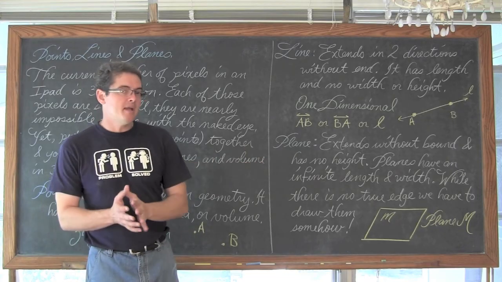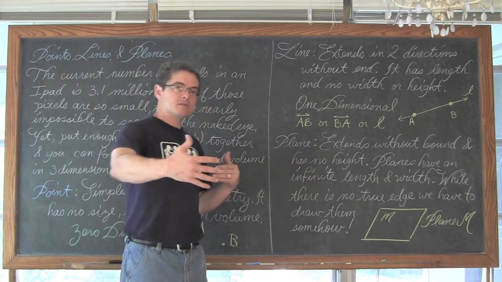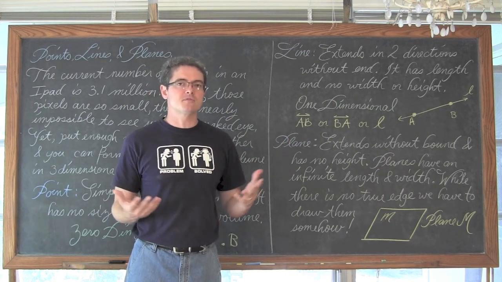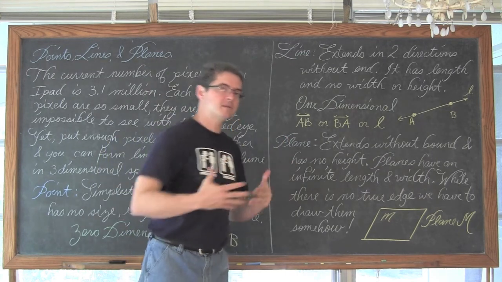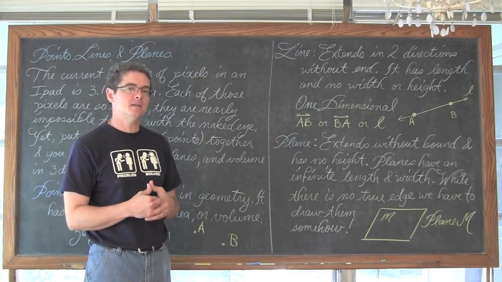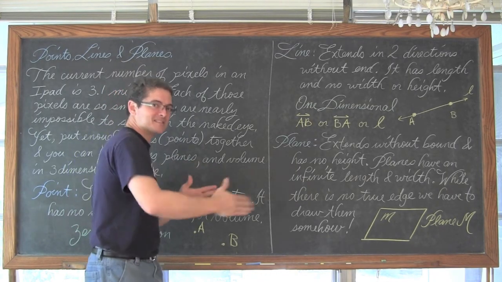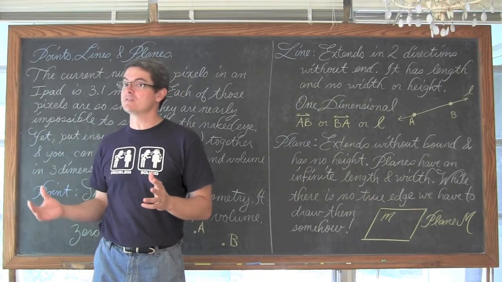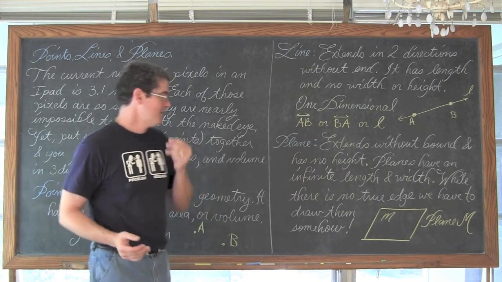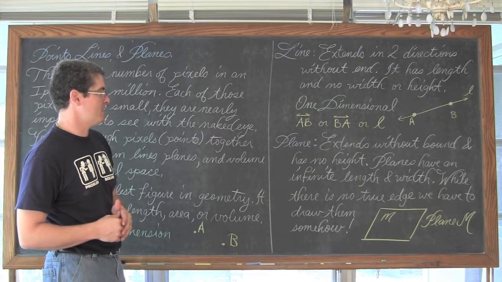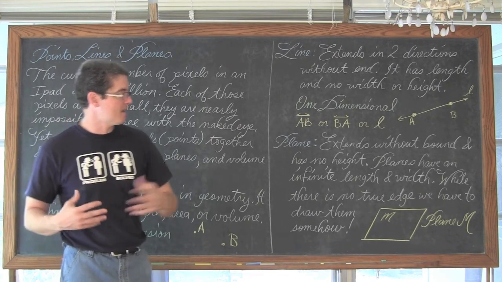Since a plane extends in two directions, actually in all directions, but there's no height, so just for simplicity with length and width, you could say it extends in an infinite number of directions, but all within the same plane, then we say it's a two-dimensional object. So it extends without bound, has no height. Planes have an infinite length and width.